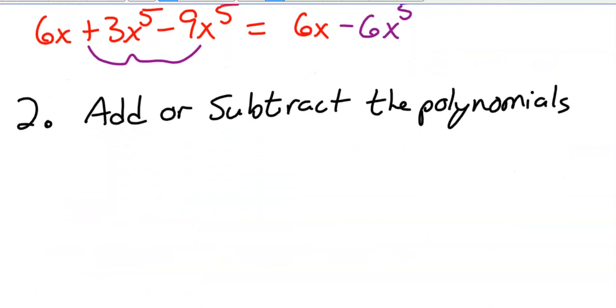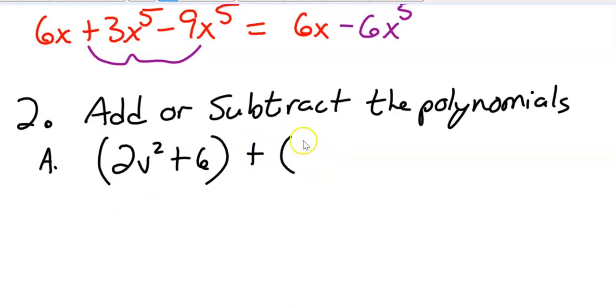Okay, so here's what they'll do. It will look something kind of like this. We'll do a couple of these to make sure that we've got it. So this will be like a two-way problem. They'll go 2v squared plus 6 plus 3v squared minus 4v plus 5.